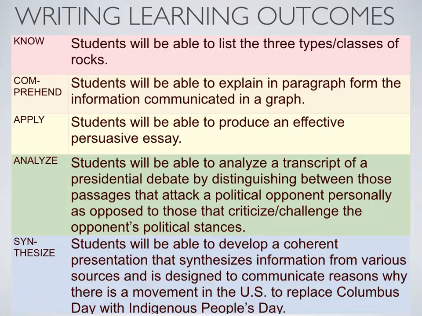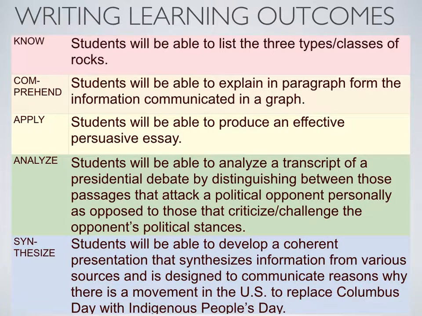So here are some examples of learning outcomes at each level. An example of a learning outcome at the knowledge level would be: students will be able to list the 3 types, or classes, of rocks. So all students need to do here really is regurgitate what they've been told. Comprehension: students will be able to explain in paragraph form the information communicated in a graph. But this really requires students to restate and interpret, so sort of a step above knowledge.